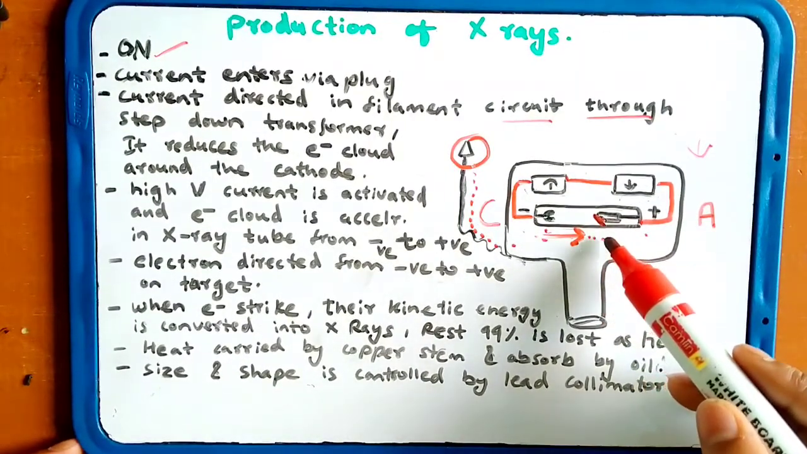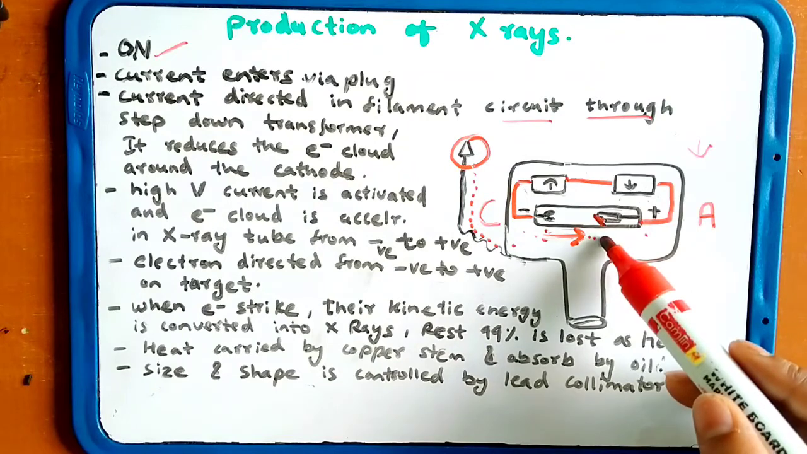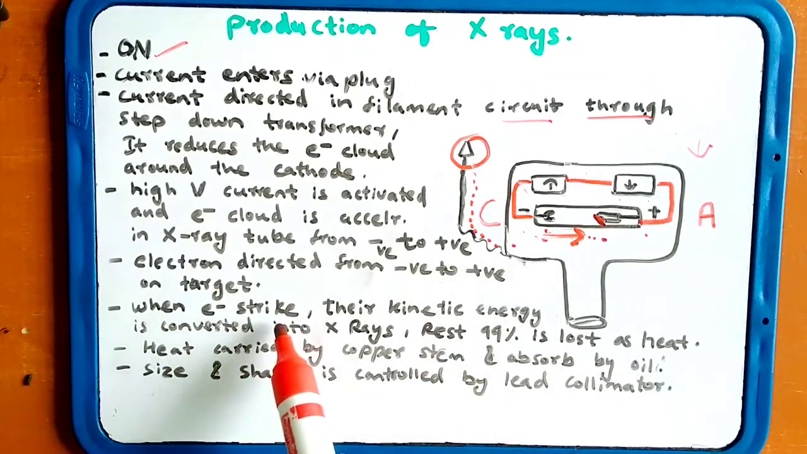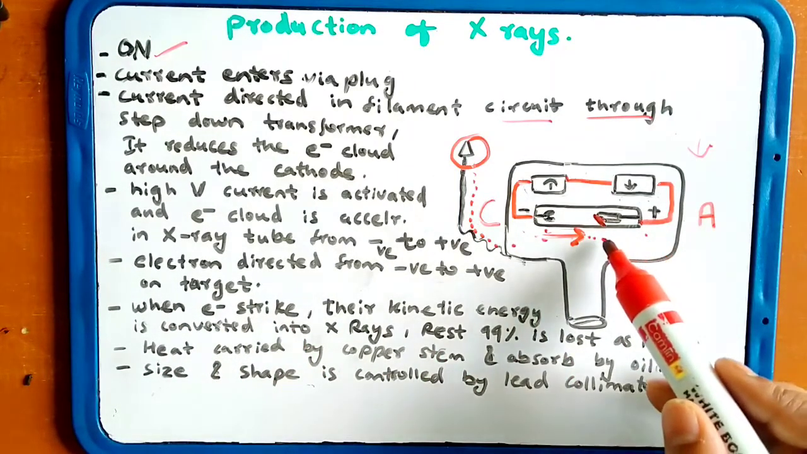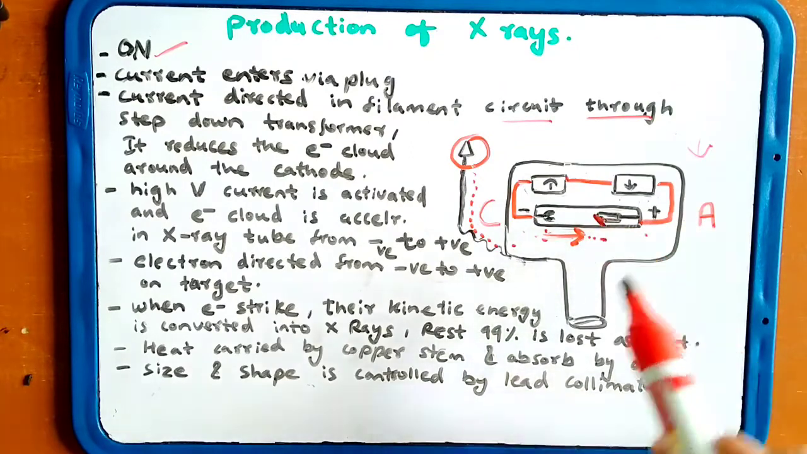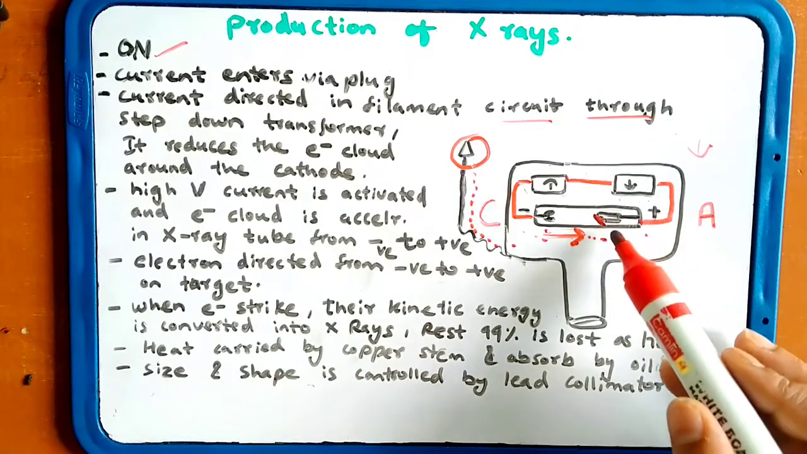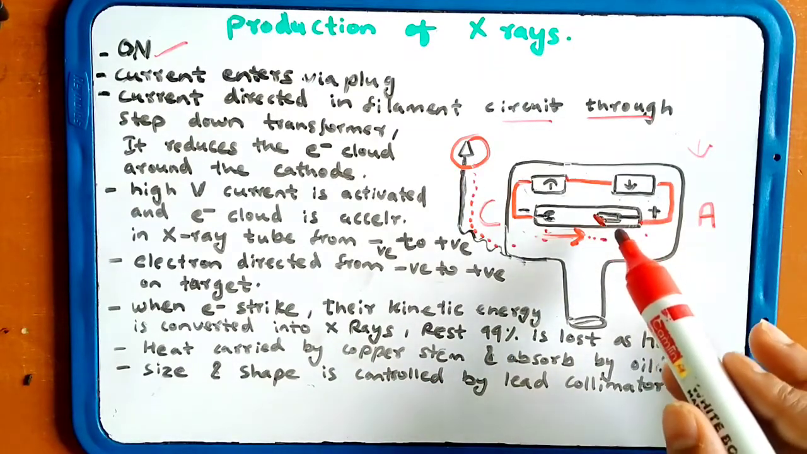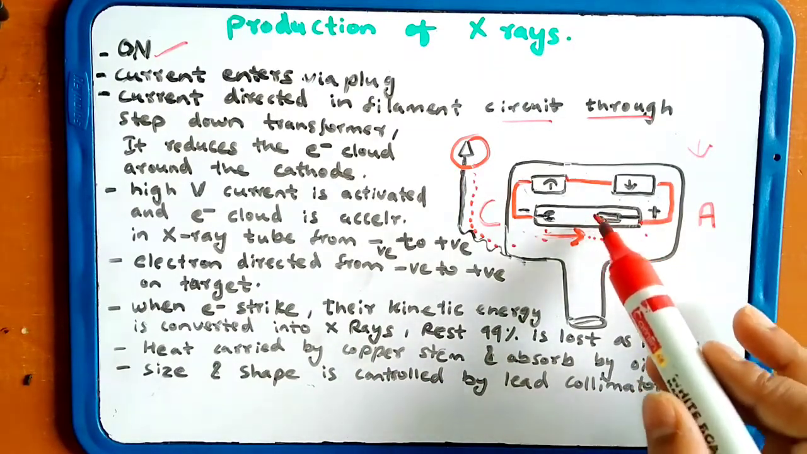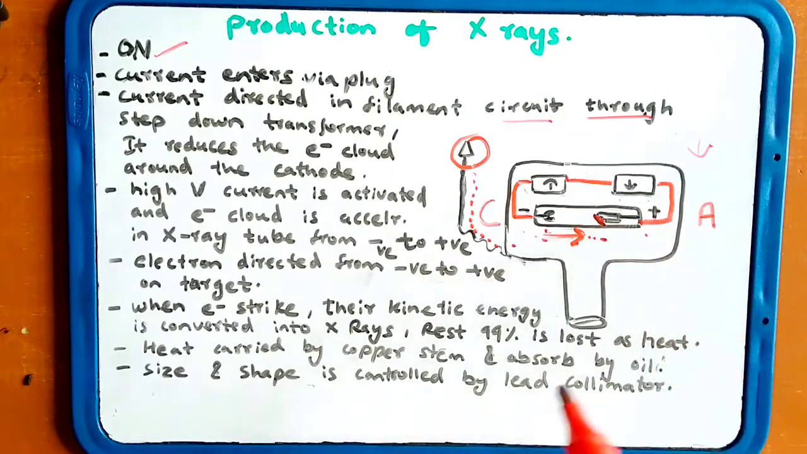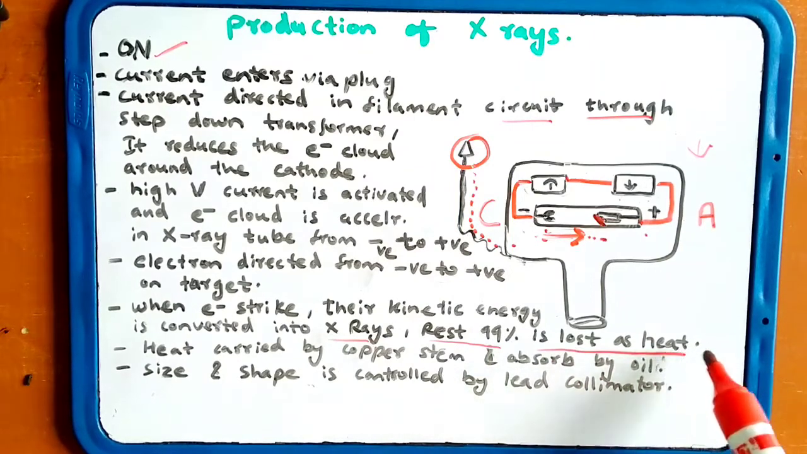Around 99% of the electrons or the rays are lost as heat. The electrons which have traveled from the negative part to the positive part, around 99% get lost, because not every electron is going to bombard or strike on the target point. Only 1% get targeted on this point and the rest 99% is lost as heat.